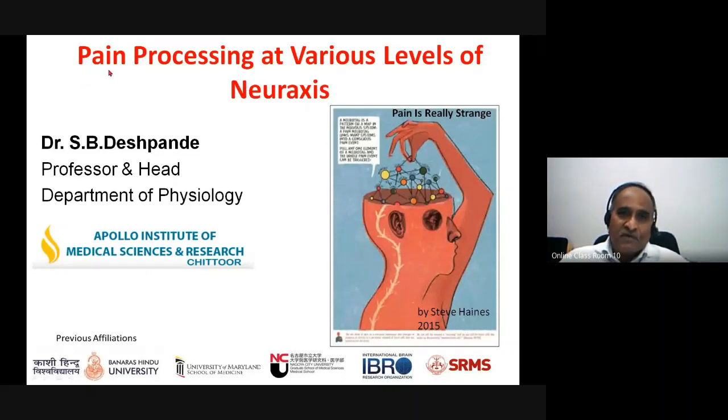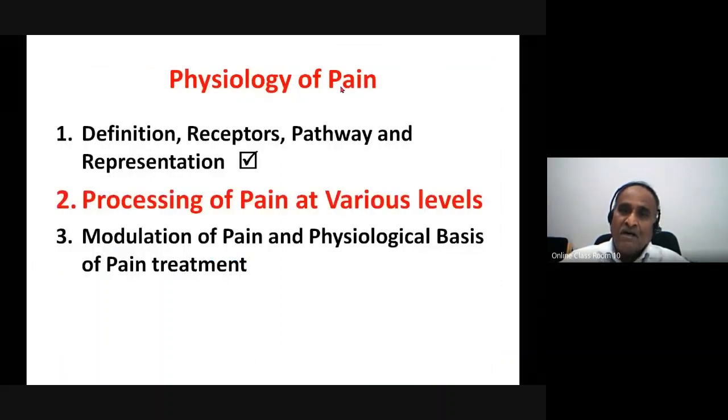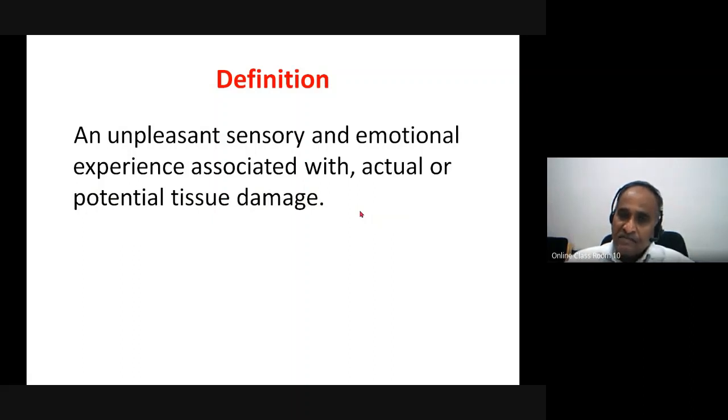Today, we will look into the processing of pain at various levels of neuraxis. In the last class, we covered the definition, the receptor, the pathway, and the representation of pain. And today, what we will be doing is the pain processing at various levels. Before I proceed with the processing part, let us know the definition of pain again.